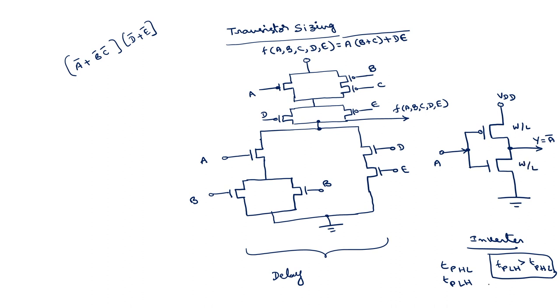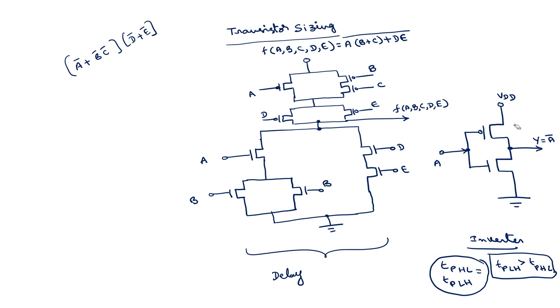now in order to make TPHL equal to TPLH, we can size the transistors accordingly. L anyhow we are going to keep fixed, because if I reduce the L below a value, then there will be some short channel effects. So forget about this L. Then W, if I choose twice the W as the width of the NMOS transistor, then these two will be equal, because the mobility of holes is approximately twice that of the electrons. So this is the normal practice.